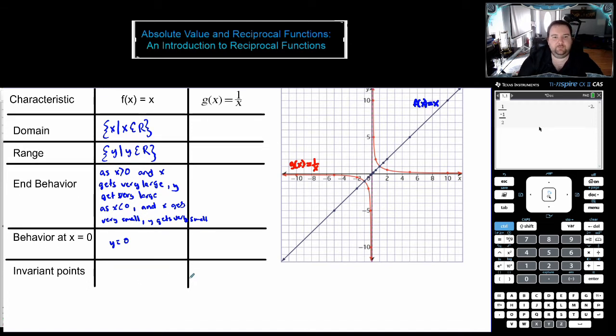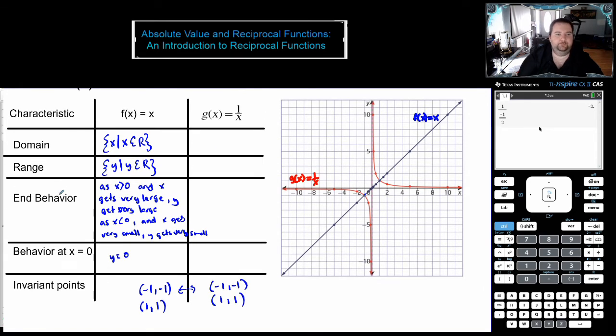What are the invariant points? Let's think about the invariant points. That's comparing f of x to g of x. So what are my invariant points? It's there: -1 and -1. And what's the other one? 1 and 1. These are the same for both of them because obviously we're comparing the two graphs.